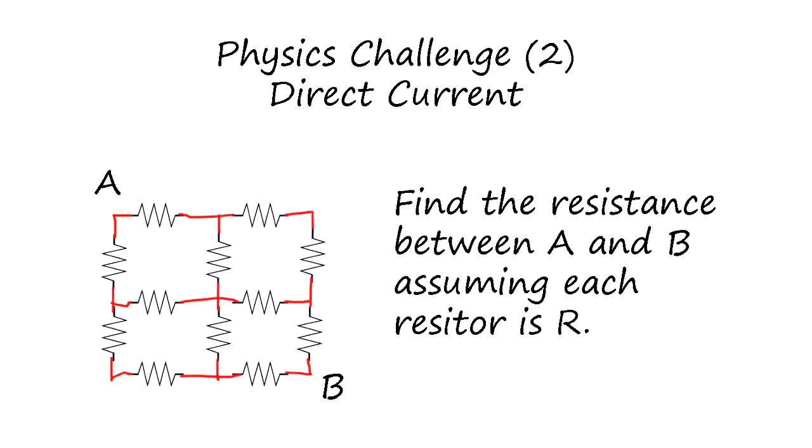Physics challenge 2, direct current. Okay, we have another fun one here. This rectangle resistor, it's all R. Okay, and at point nodes A and B, we measure the resistance between A and B.